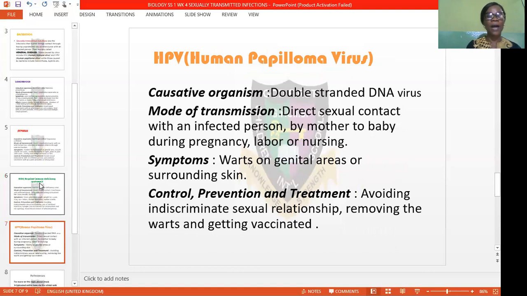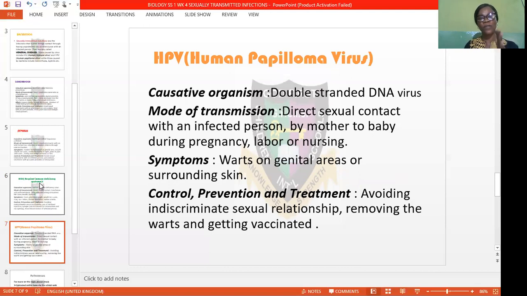Now let's discuss human papilloma virus. Its causative agent is a double-stranded DNA virus. Its mode of entry is through direct sexual contact with an infected person also. It can also be transmitted by mother to a baby during pregnancy, labor, or nursing.